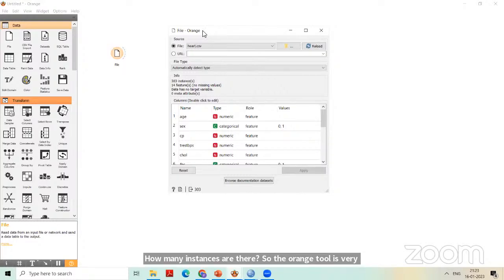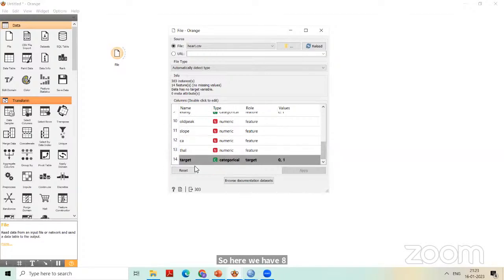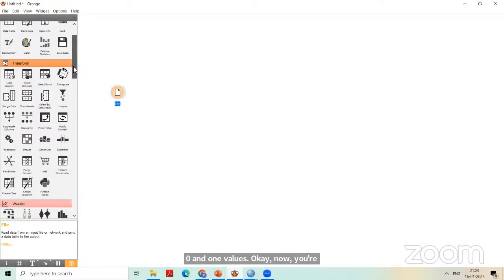in case of machine learning, in case of applying the machine learning algorithms. So here we have age, sex, that we already have. And this is my target variable, that is whether the patient is having heart disease or not, 0 and 1 values. Okay. Now, here also I am performing ANOVA analysis.